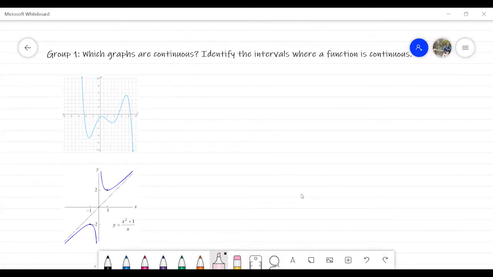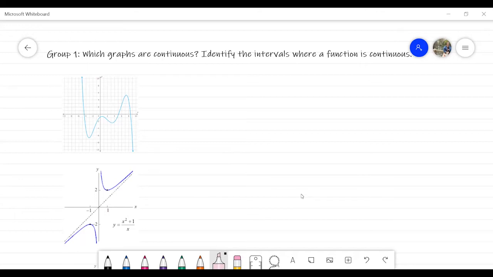Okay, so we want to identify which of these graphs are continuous and then discuss those intervals where that continuity happens. Continuity is another one of those ideas we're kind of laying the groundwork for. You get a much more formal definition later. The problem is that you need limits. You need to have an idea of limits before we can formally talk about it, and we don't learn about that until the end of pre-calculus, beginning of calculus.